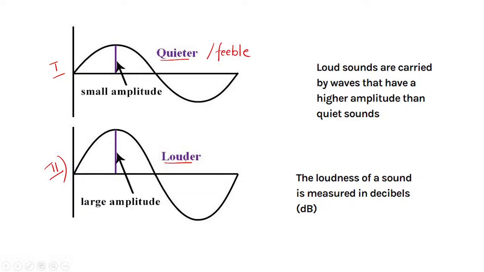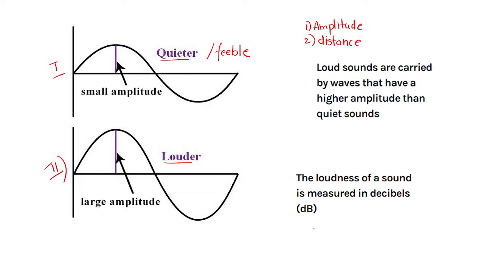As I have already told you, loudness is determined by two factors. One is amplitude. What is the other factor? That is the distance between the source and the listener. If the listener is closer to the source of sound, the sound will be louder. If the listener is far away from the source of sound, the sound will be feeble or softer.